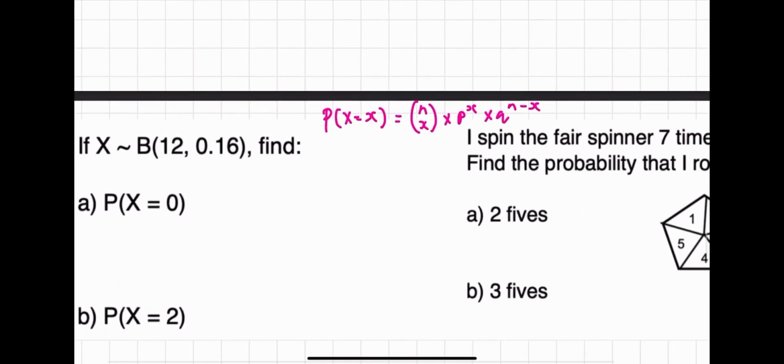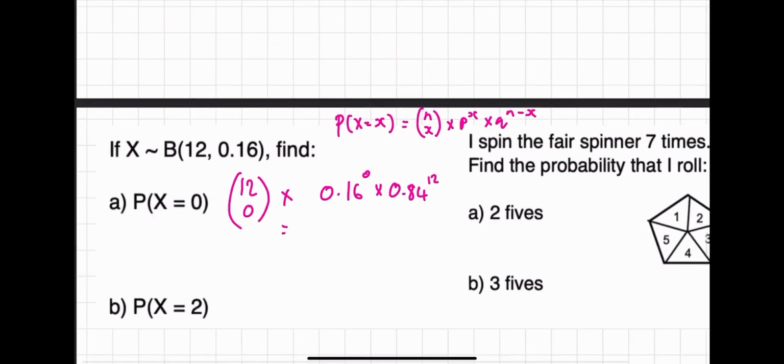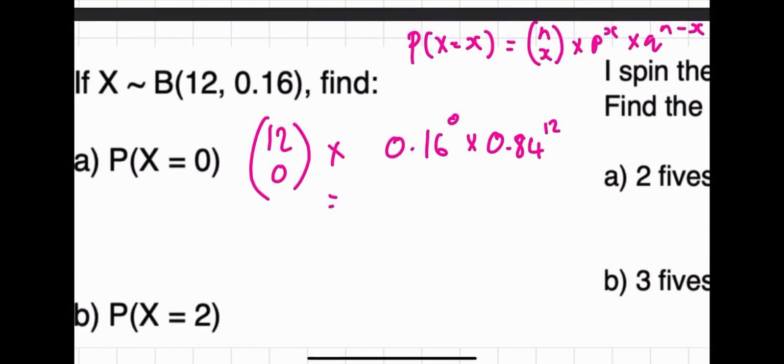So here we have 12 choose 0 times the probability, which is 0.16, to the power of x, which is 0, and then times q, which is 1 minus 0.16, so 0.84, to the power of n minus x, so 12 take away 0. Now you just type that into your calculator.